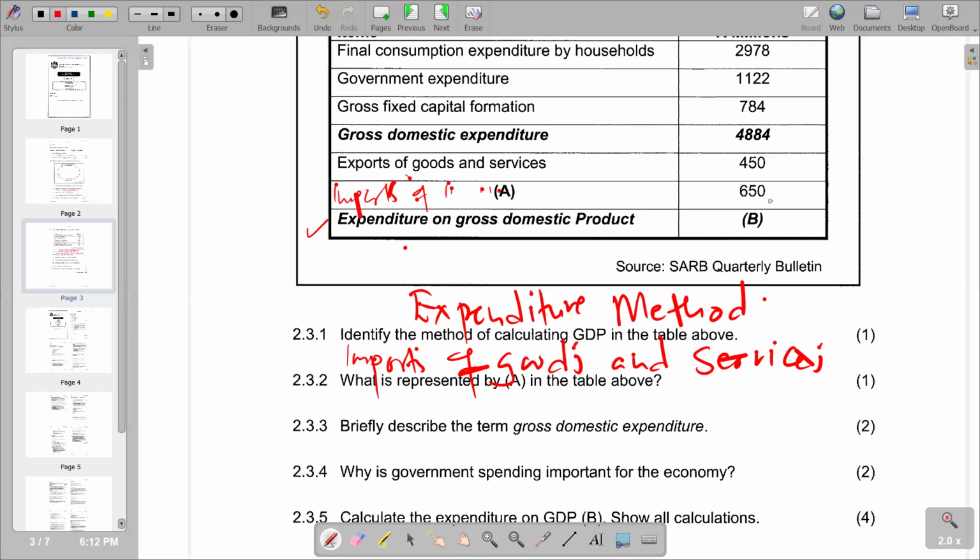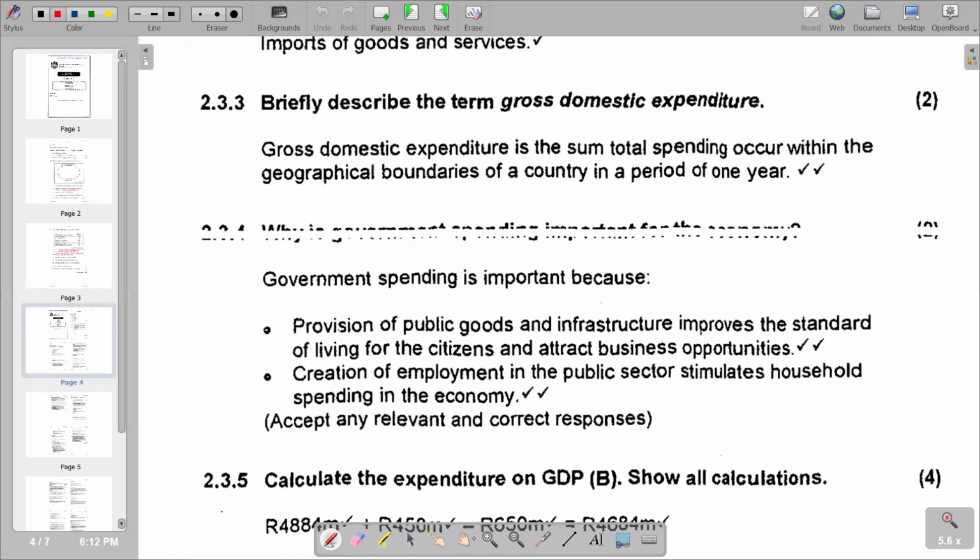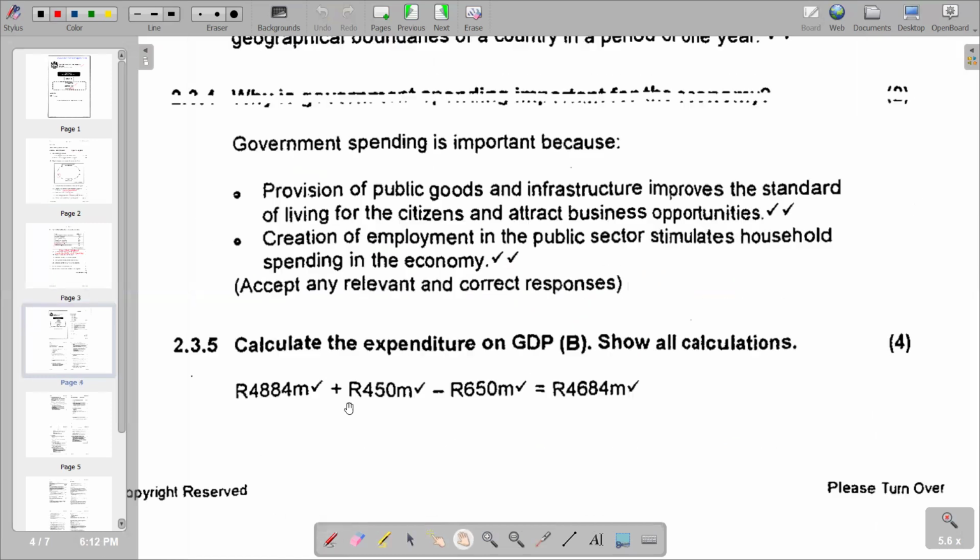So if you calculate it like that, you are going to see that the final answer that you're going to get is 4,684,000. That's the final answer that is going to represent the expenditure on gross domestic product. So basically, if you go to the answer section, we have that summary in terms of that calculation, whereby we are saying 4,884,000 plus 450,000 minus 650,000. Then we get to 4,684,000. So this is what we have on 2.3.5.